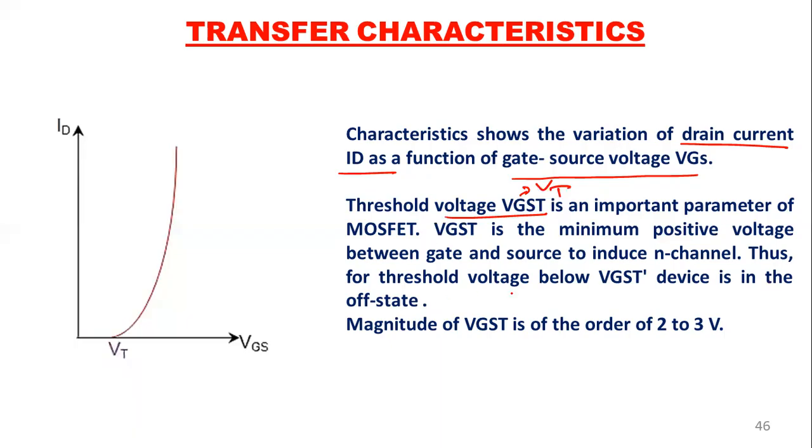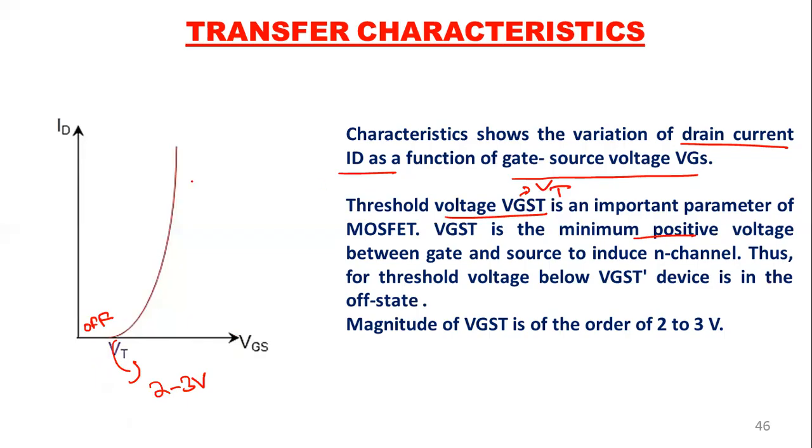Thus, for gate voltage below the threshold voltage VGST, the device is in the off state. The magnitude of VGST is on the order of 2 to 3 volts. This is the minimum positive voltage between gate and source to induce the N channel. So that is the transfer characteristic.